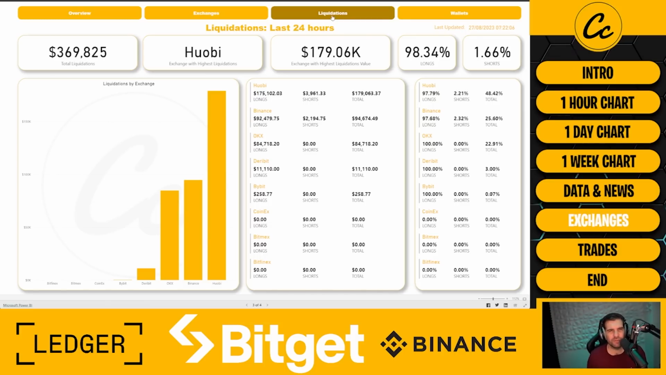Do I think it's unusual that Bitget is at the top? Yes and no. It's unusual that they're at the top, yes, but the amount of liquidations is so small, it's not unusual in the amount of liquidations that Bitget had. So it's one of those things. We'll keep a close eye on it, but I'm not too concerned over the things that are going on there.